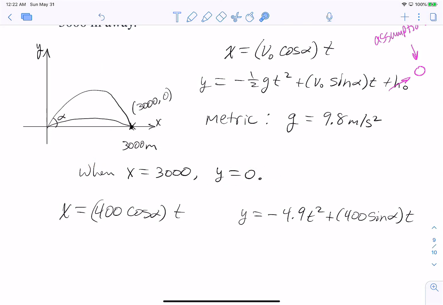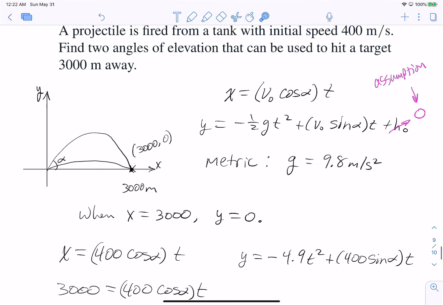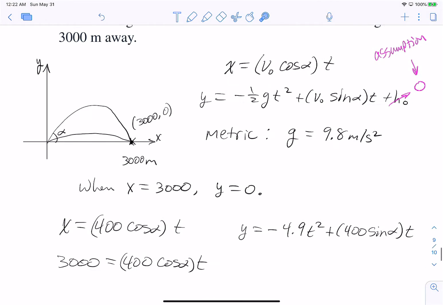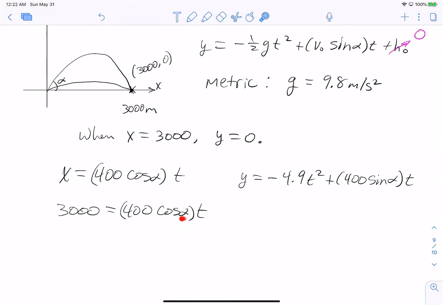And so if we set up an equation using the fact that x is 3,000, we can say that 3,000 is equal to 400 times the cosine of alpha t. Whatever that value of t is, it's the same in the other equation. Notice that we're asked for the angles of elevation, and so we're asked for alpha. I'd like an equation that contains alpha, and so I'm going to solve this equation for t. We'll get t is equal to, dividing out by 100, 30 over 4, 7.5 divided by the cosine of alpha is going to be t.